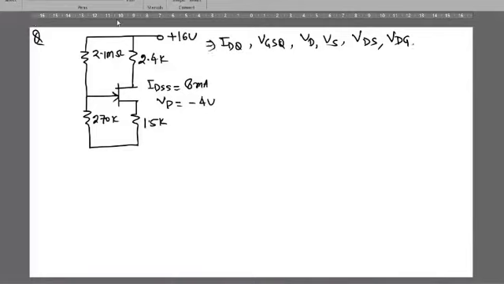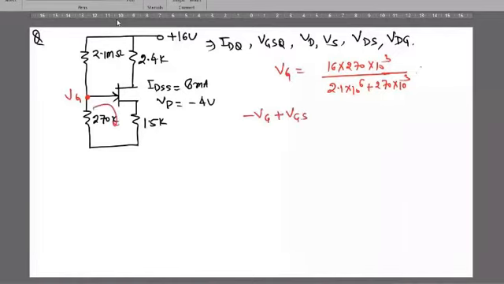And finally, okay, let me solve this. First, we have to calculate this value VG. VG becomes 16 into 270 into 10 raised to the power 3 over 2.1 into 10 raised to the power 6 plus 270 into 10 raised to the power 3. So you can calculate this value VG. Now you can apply KVL over here: minus VG plus VGS plus ID into RS equals 0. VG you can put and you can calculate the value of VGS.